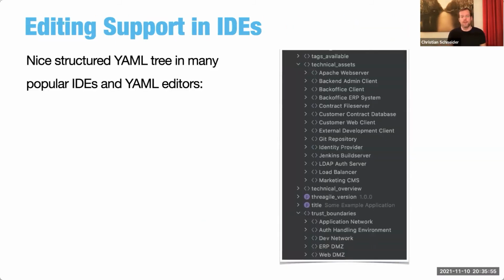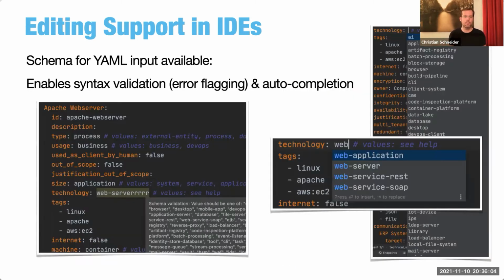Yeah, editing is very simple, as all IDEs understand YAML, obviously. So you do have some structure view in all those IDEs, but you can easily click and navigate in the model. And Threagile has its own YAML schema. That means you can import that YAML schema into the IDE, and that's just a one-time thing that needs to be done.